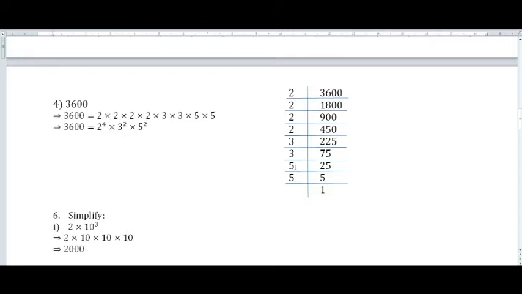If you divide 25 by 5, the answer will be 5. If you divide 5 by 5, 1 is the result. So here, let us see. 2 is occurring 4 times, 3 is occurring 2 times, and 5 is occurring 2 times. So that means the answer will be 2 to the power 4 into 3 to the power 2 into 5 to the power 2.